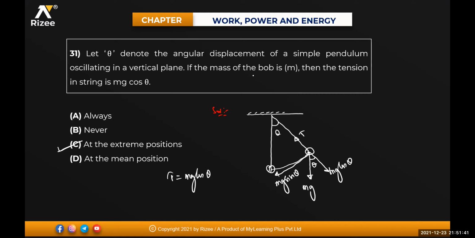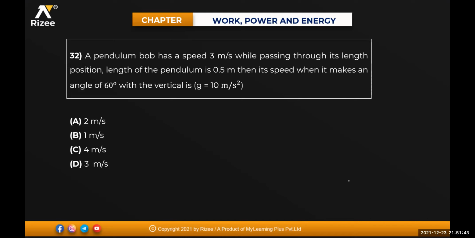Okay, next one. A pendulum bob has a speed of 3 meters per second while passing through its lowest position. The length of the pendulum is 0.5 meters. Then its speed when it makes an angle of 60 degrees with the vertical will be equal to how much?